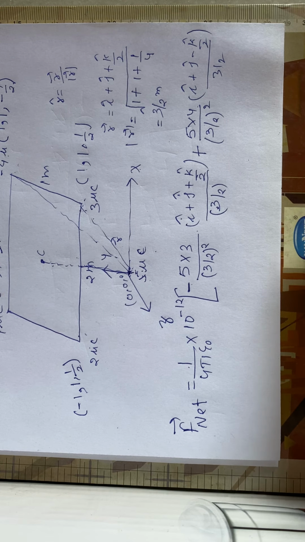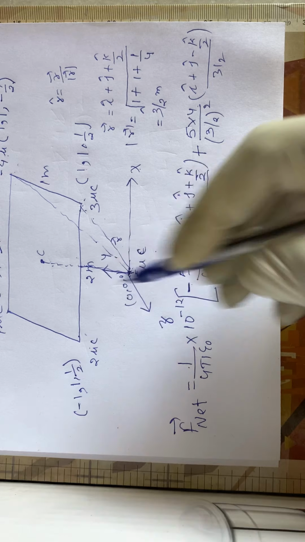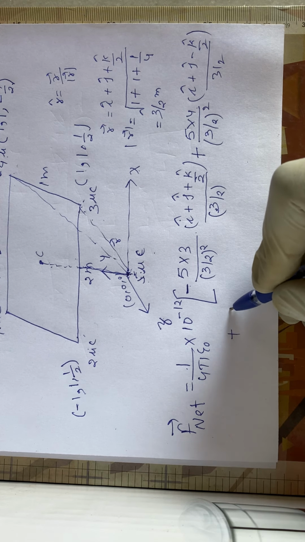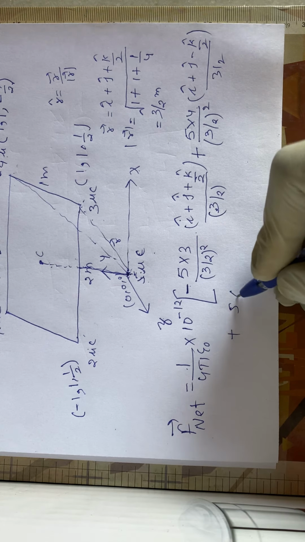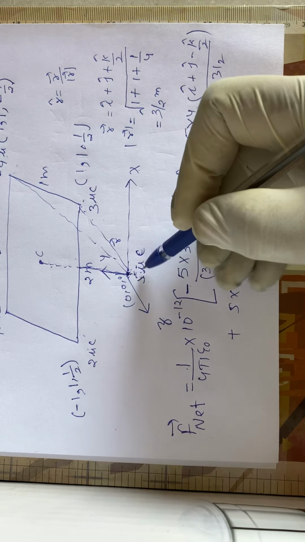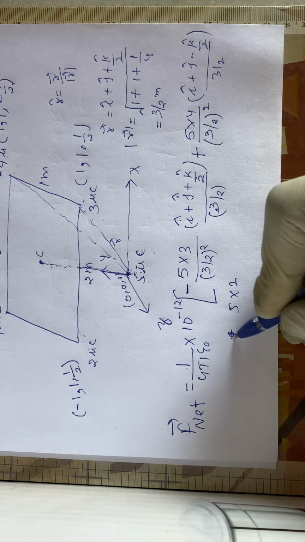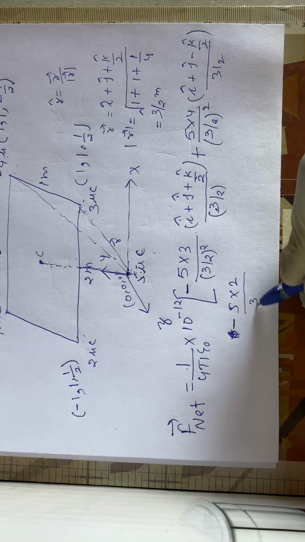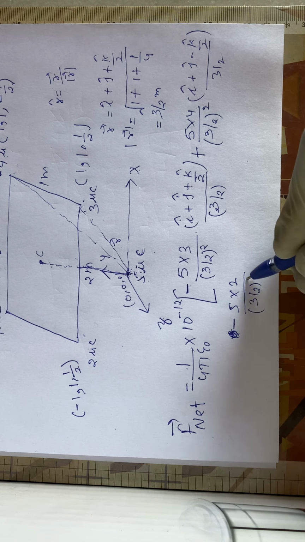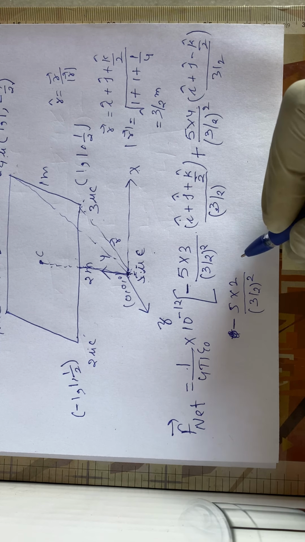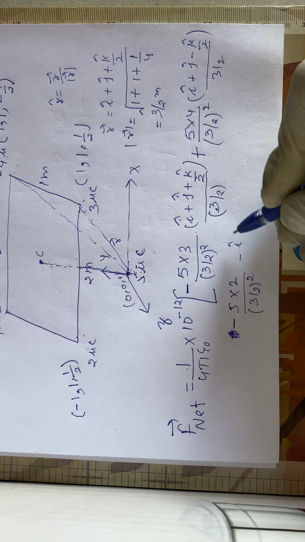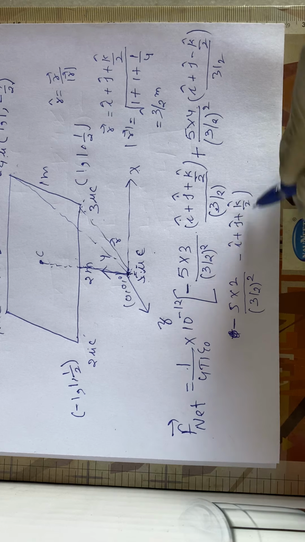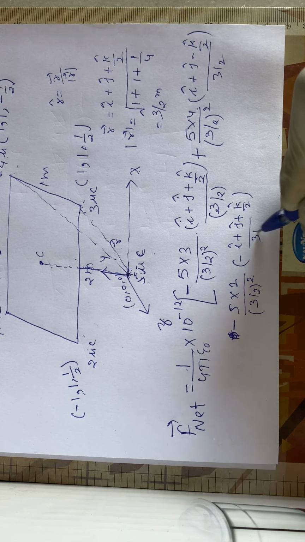Now, the force between the 5 microcoulomb charge and the 2 microcoulomb charge would be 5 into 2. Because this is also positive, this force is going to be repulsive. We'll use the negative sign, upon 3 by 2 whole square. The unit vector would be minus i cap plus j cap plus k cap upon 2, upon 3 by 2.